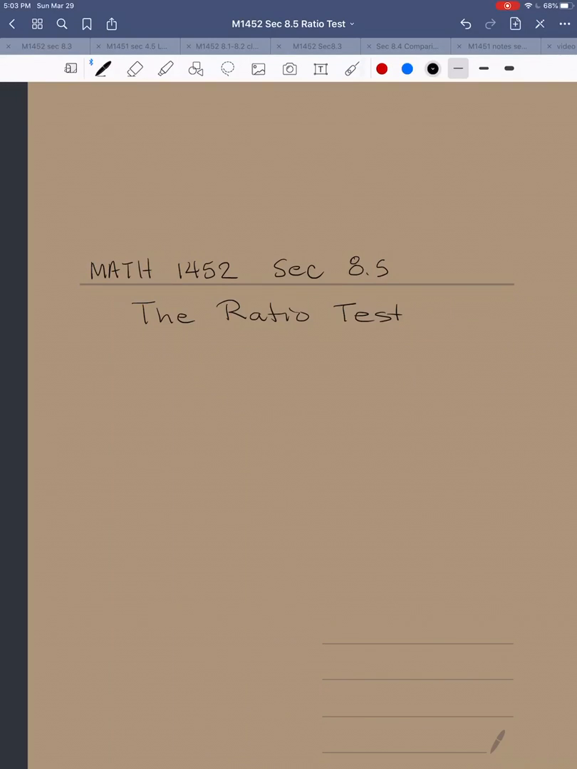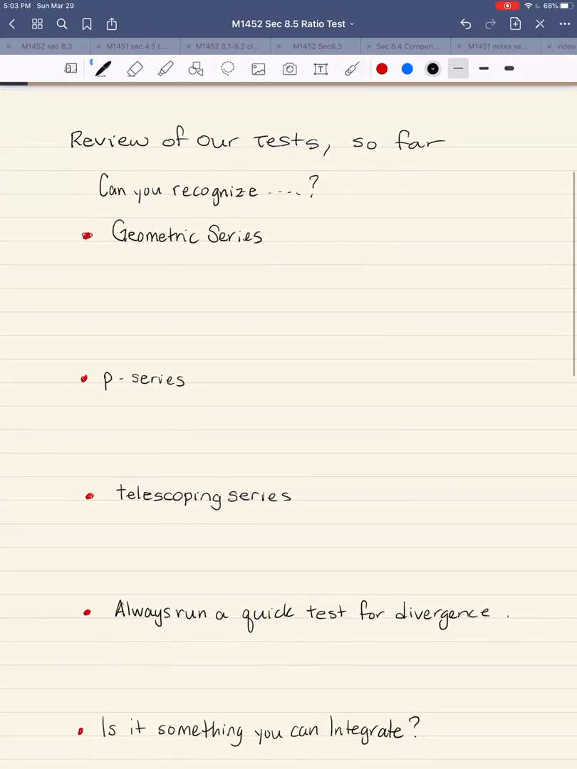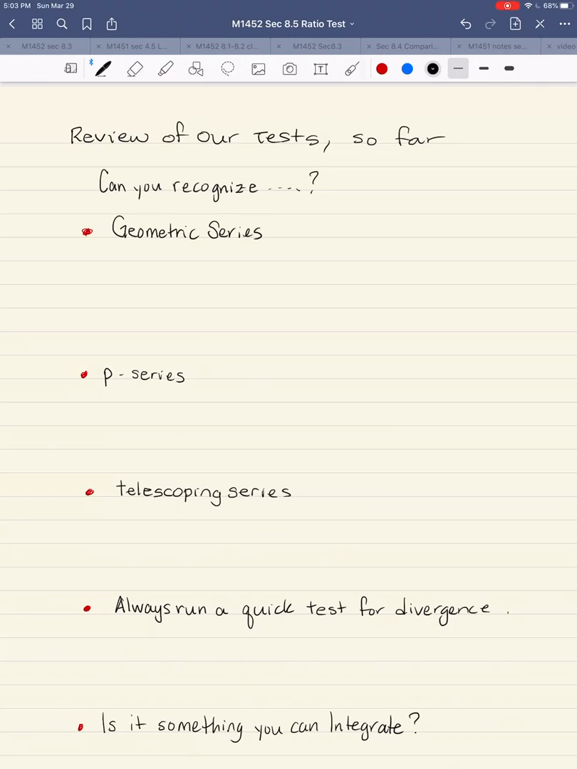We are about ready to start section 8.5, the ratio test, and also the root test will be in this section. But first, let's make sure that we know what we have so far. The two most easily recognizable series are geometric series and p-series.